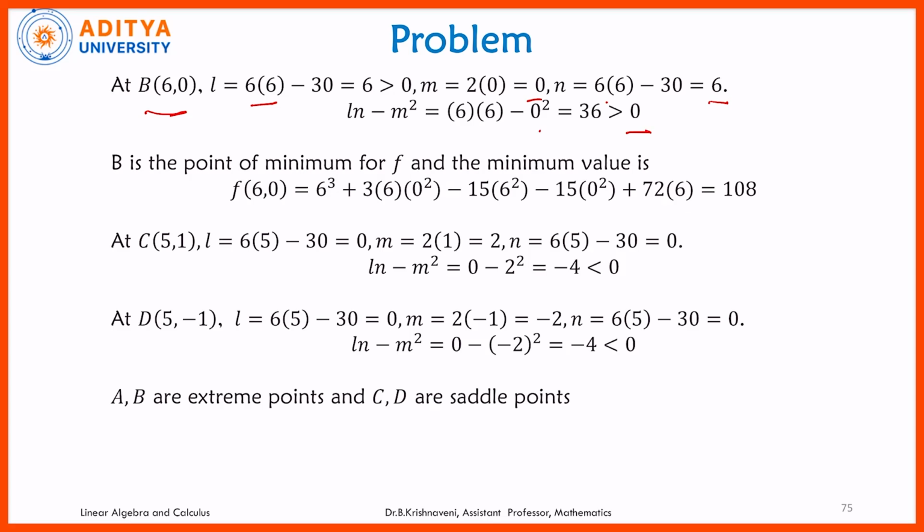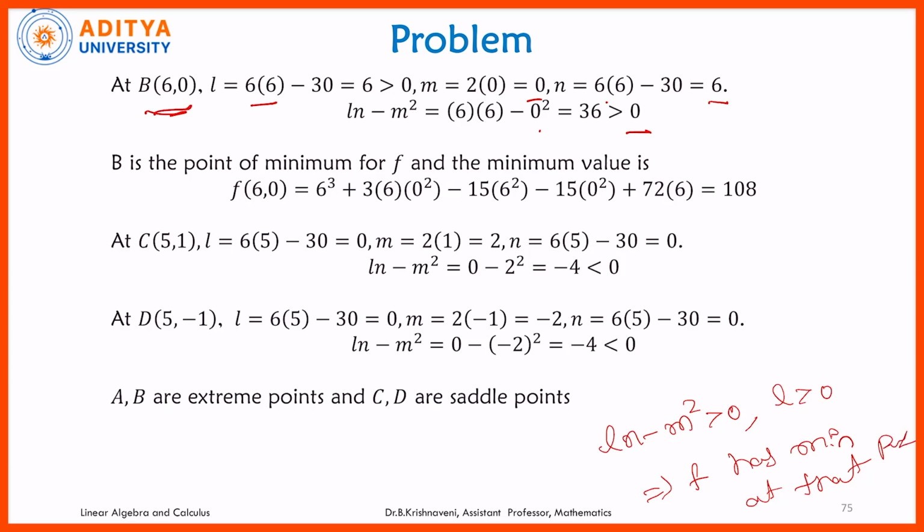Now what is the L value here? 6, which is greater than 0. Now what condition are you getting at this point? LN minus M square greater than 0 and L greater than 0, which means f has a minimum at that point. So what point is it? (6, 0). Therefore B is the point for which f has a minimum, and the minimum value is given by f of (6, 0). Now substitute x is 6 and y is 0 in the given function. Then we get the answer 108, which is the minimum value of the given function.